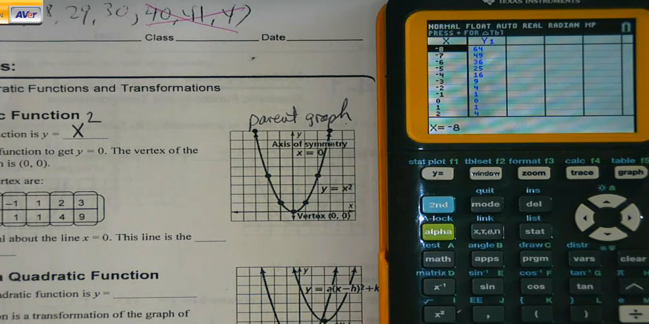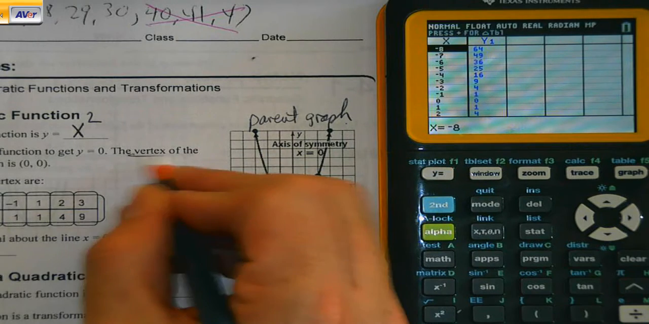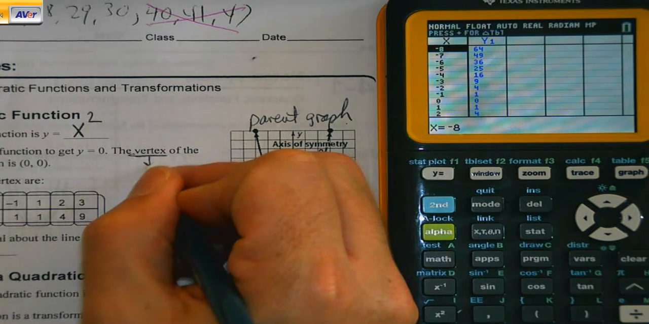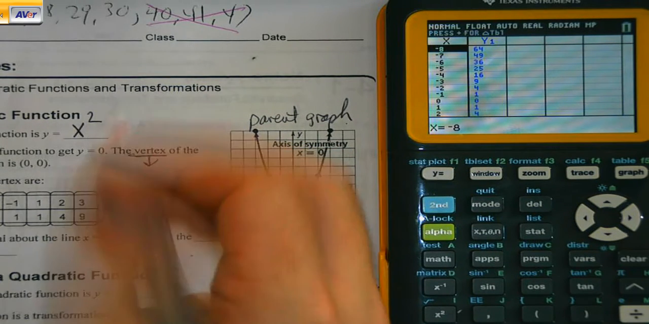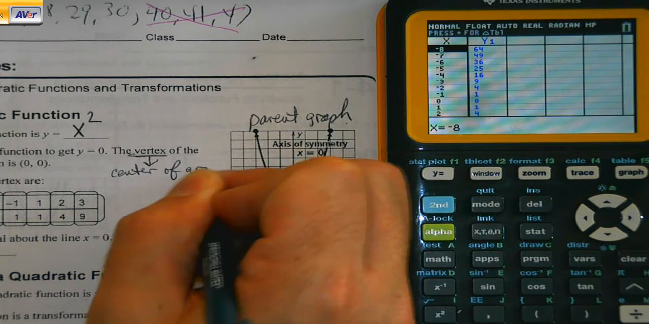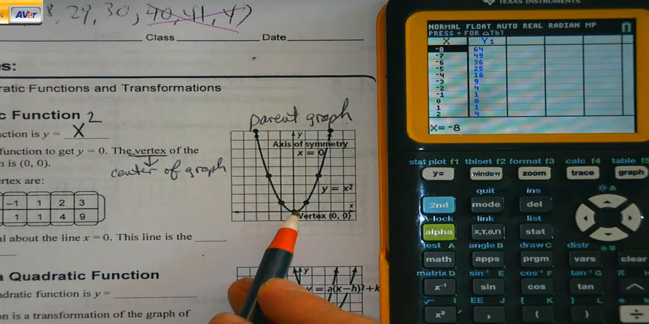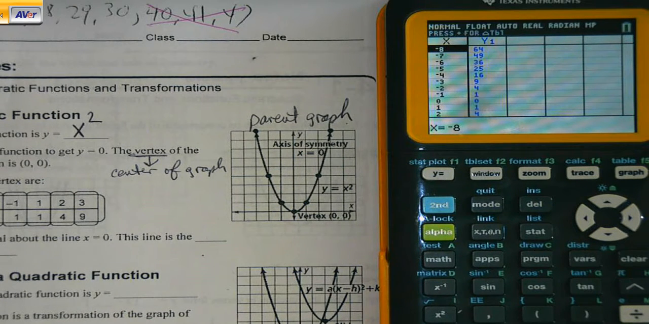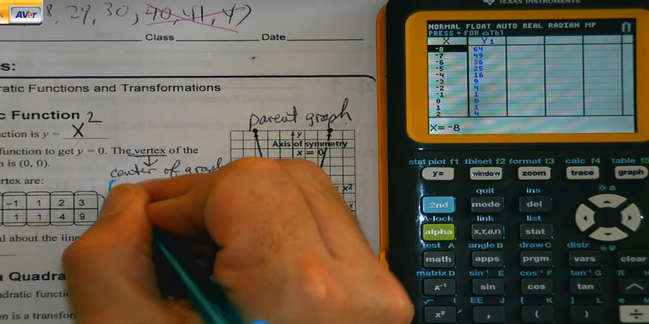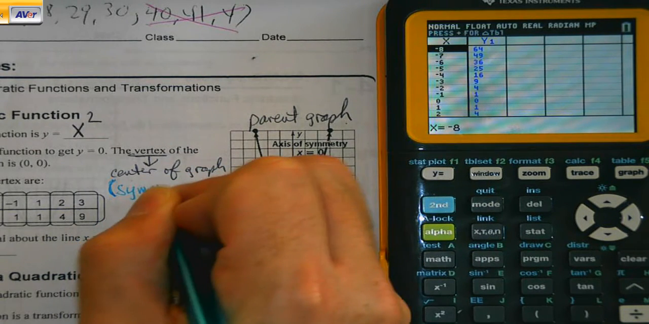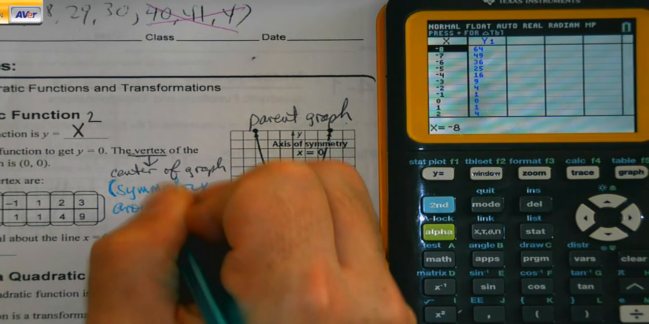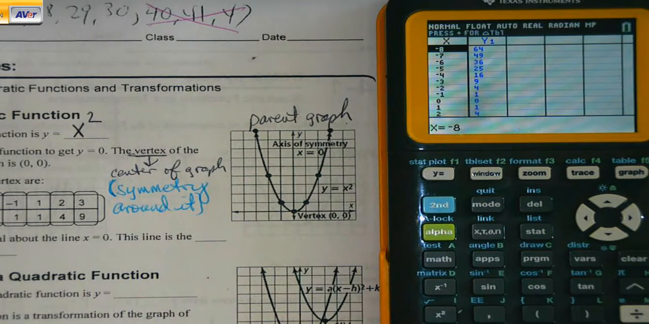I want to find the center of my graph. And the center of my graph is the vertex. We've talked about that before. So there's a couple of things here, though, that I want to make note of. First, what I just said is that it's the center of our graph. But here might be the more important part of it. There is what's called symmetry around it. What does that mean?